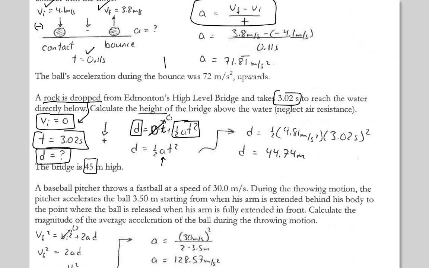Why did they do that? I see three sig digs here. No, I think this book should have 44.7. I see three sig digs. Yeah, I think it might be just a mistake. Okay, so there should be three sig digs on this answer, not two.